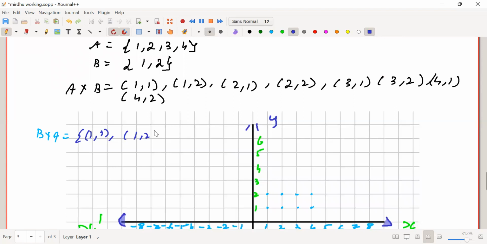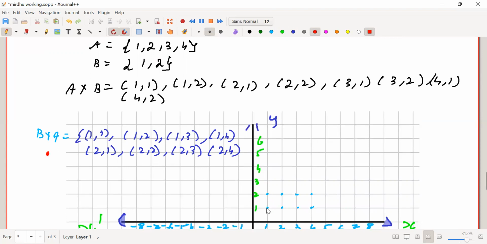(1,1), (1,2), (1,3), (1,4), (2,1), (2,2), (2,3), (2,4). So when we put this B, I'm going to denote it with red color. All right, denote it with red color.